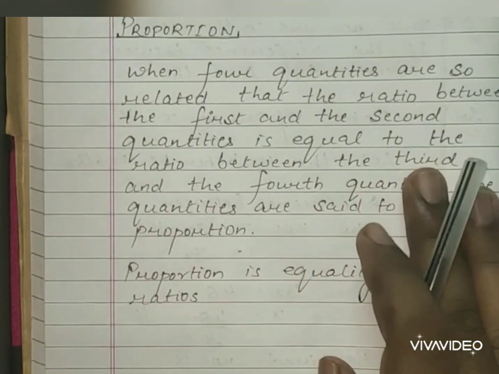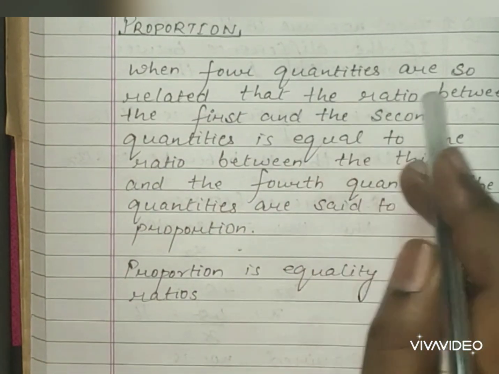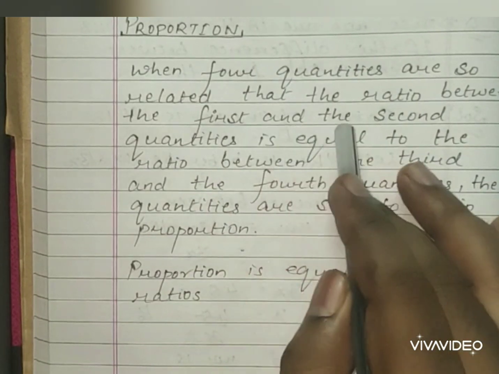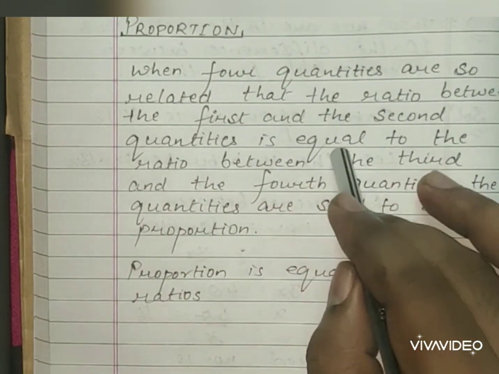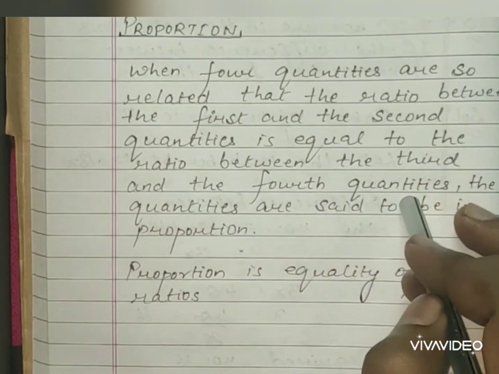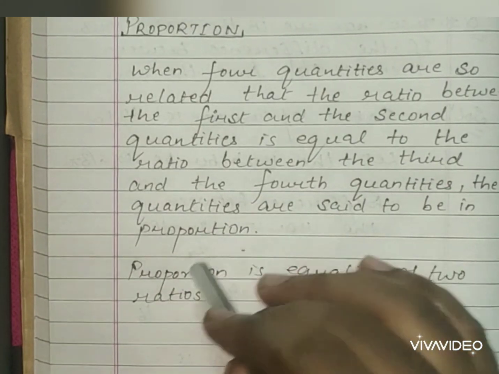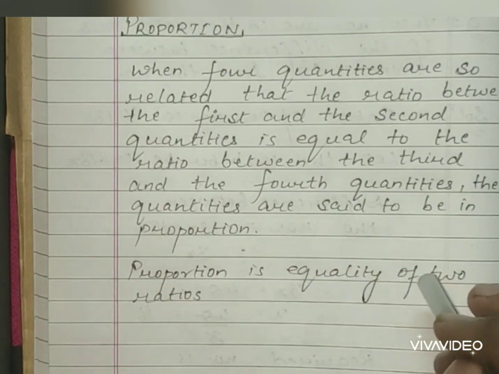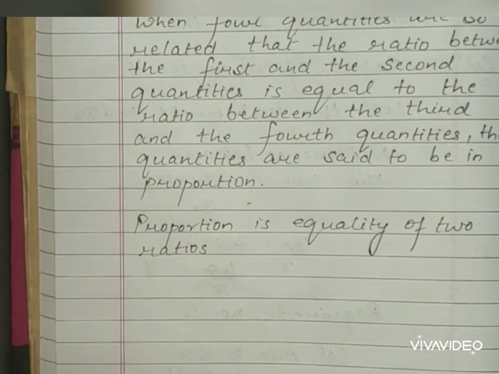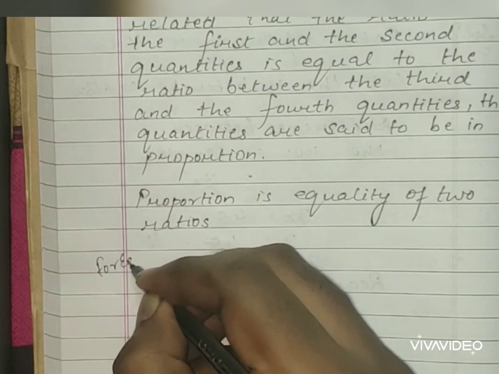So students, our next topic is proportion. When four quantities are so related that the ratio between the first and the second quantity is equals to the ratio between the third and the fourth quantity, the quantities are said to be in proportion. That means proportion is equality of two ratios. Okay, let's understand with one example.